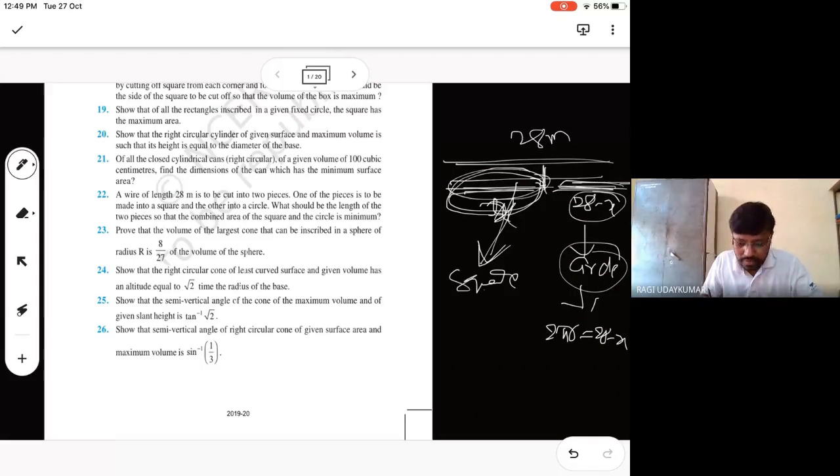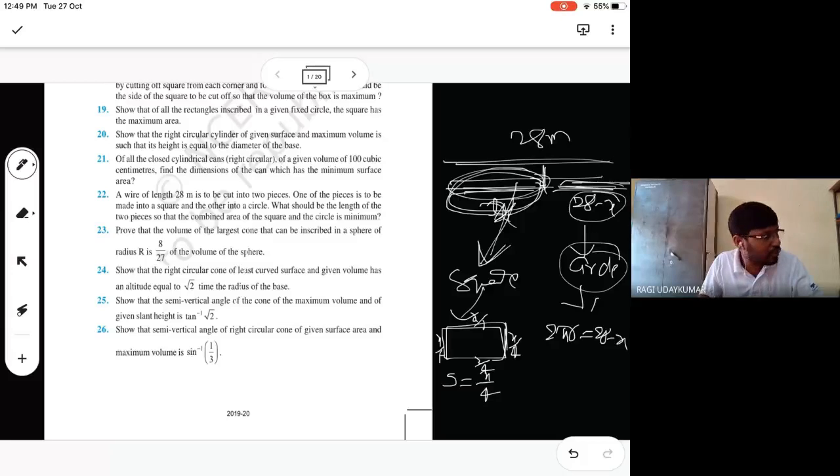And the square is made from the whole piece. So the side of the square is equal to x by 4. This is x by 4, this is x by 4, this is x by 4. The complete total length will be equal to x. So the side of the square is x by 4, and 2 pi r is equal to 28 minus x.